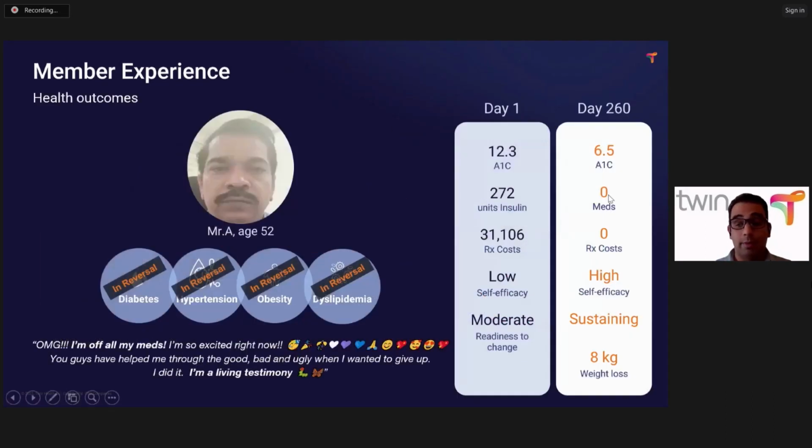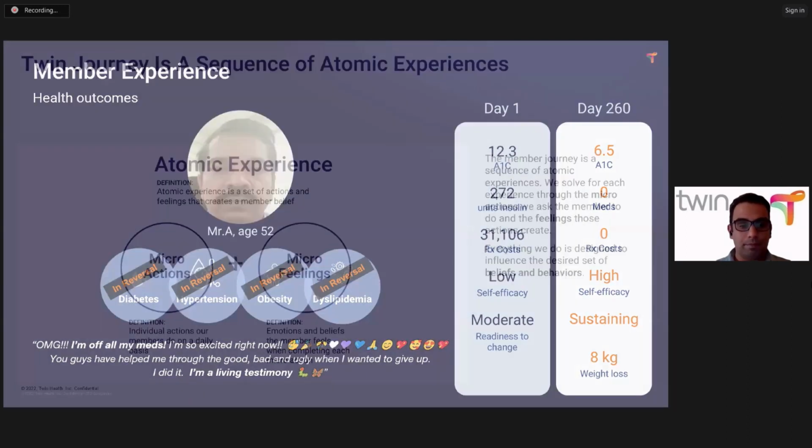So these are his parameters currently, 260 days completion. 12.3 was his HbA1c initially. At 260 days, 6.5. He was on a high dose of insulin, a typical obese type 2 diabetes patient, but insulin has been stopped. And he had previously undergone, I believe, a CABG, if I'm not wrong. He had a cardiac complication before. So taking into consideration all that, the cost is also dramatically lower. He's very much happy with the protocol and he's continuing to do well in the program.